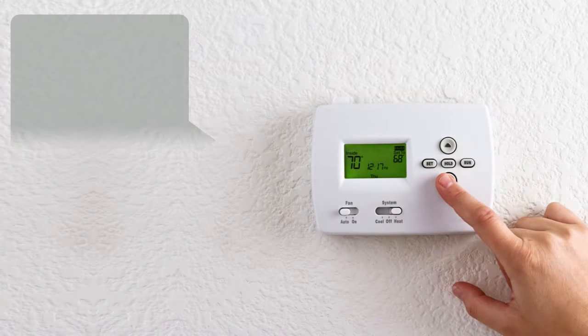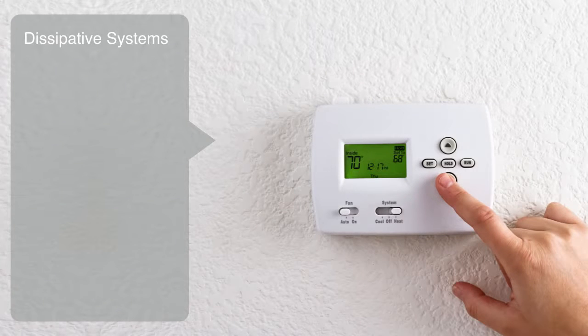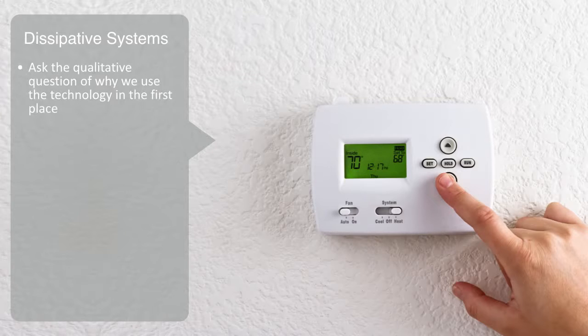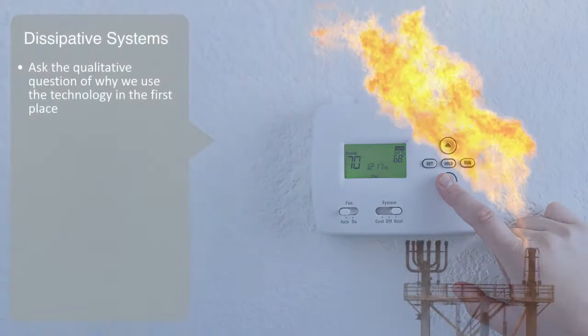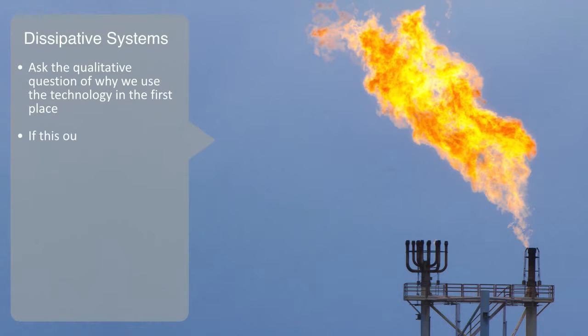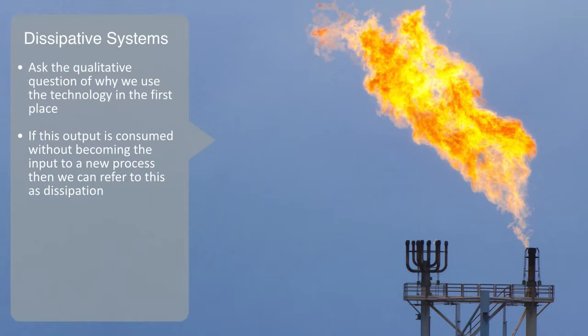When we talk about sustainability and a technical system within its environment, we're no longer just dealing with the quantitative technical efficiency of the system. We have to also ask the qualitative question of why we use the technology in the first place. When we run a system, it produces some output. If this output is immediately consumed without becoming the input to a new process, then we can refer to this as dissipation, meaning that the energy is dispersed or scattered, thus increasing the entropy and decreasing its capacity to do work.